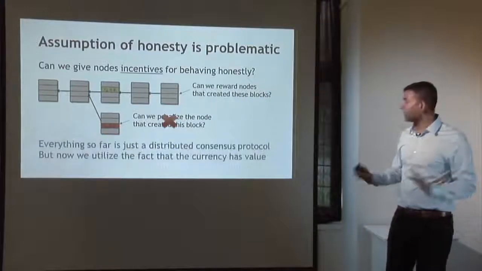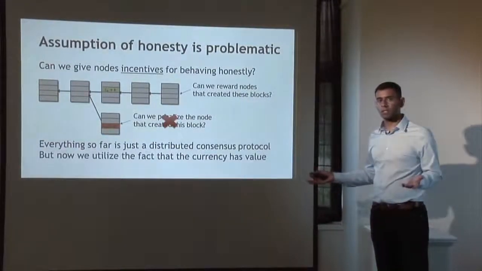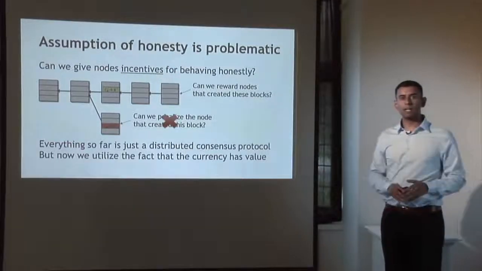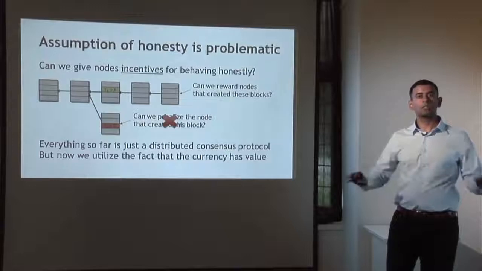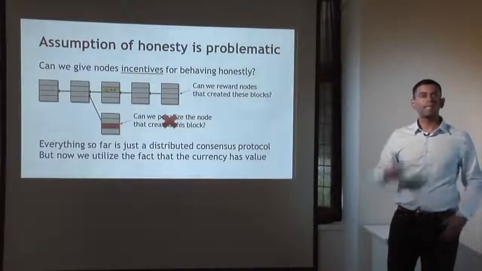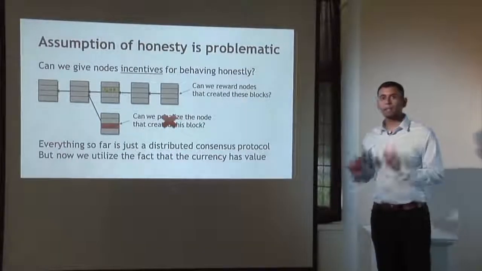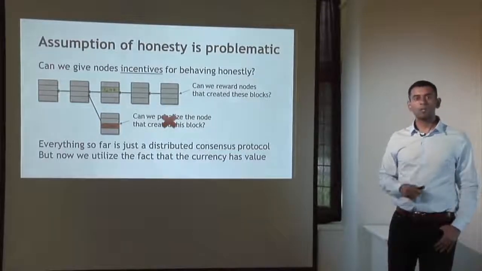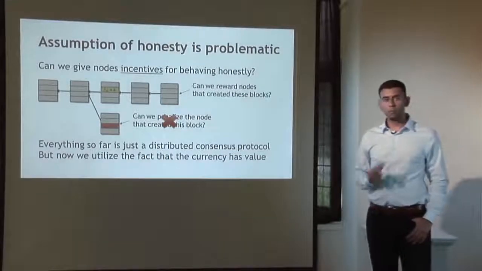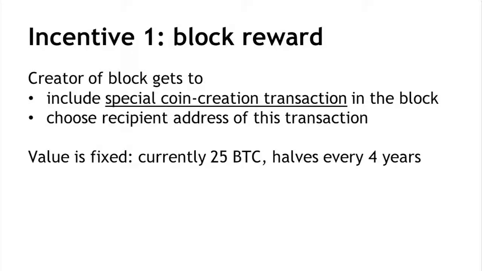Well, so far, everything that I've said is just an abstract algorithm for achieving distributed consensus. Now we're going to break out of that model. What I'm going to say now is specific to the fact that what we're achieving through this distributed consensus process is in fact a currency. And we're going to incentivize these nodes by paying them in units of this currency. So how do we do that? There are in fact 2 separate incentive mechanisms in Bitcoin. And the first one is called the block reward.